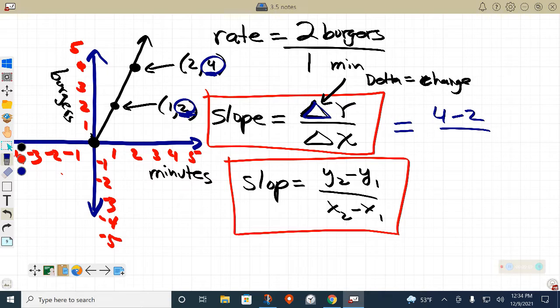And now let me do the change in x's. Change in x. Here's an x, here's an x. How far is 2 away from 1? Well, subtract them. 2 minus 1. Look what ends up happening.